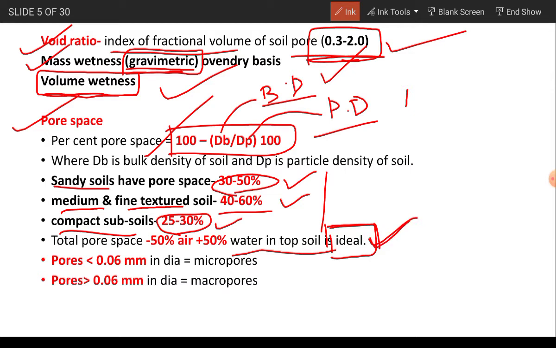Based on the pore size, we can have micropores and macropores. If the pore size is below 0.6 millimeter diameter, then it is called micropores. Similarly, if it is more than 0.6 mm, then it is macropores. Okay, guys.